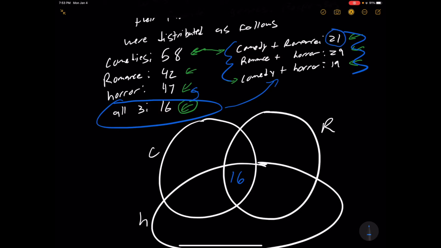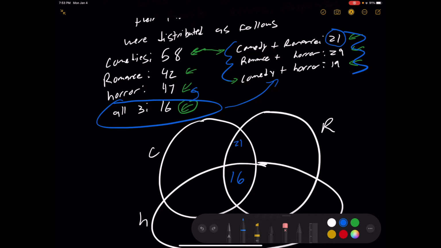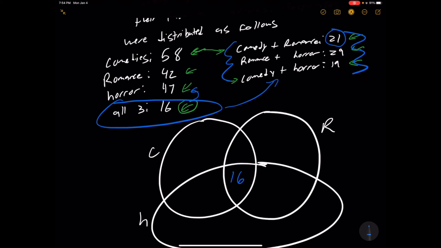21 people liked comedy and romance. So that tells us that 21 people liked both of these. But 16 of the people who liked both of them are already accounted for with this 16. Because these 16 liked comedy and romance, but they also liked horror. So we're not going to put the 21 in there. In fact, we are going to have to take 16 from 21 first. So we have 21 people who like comedy and romance, but 16 of them like all 3, so we'll have to take that away. 21 minus 16 is 5, so we're going to get a little 5 right here.